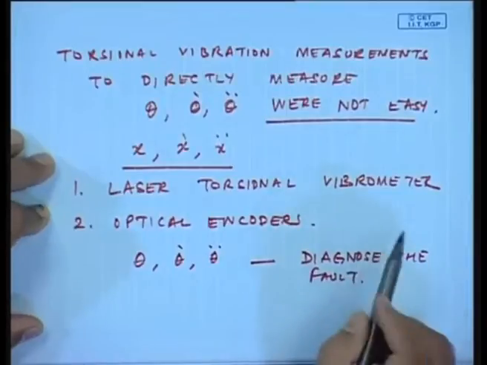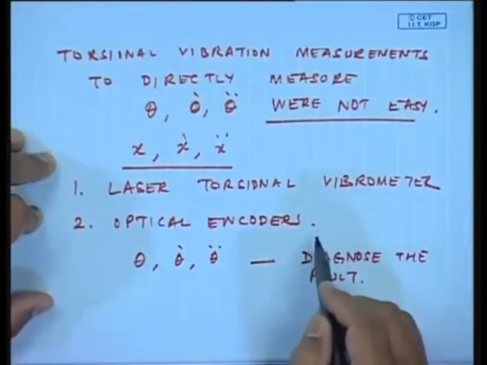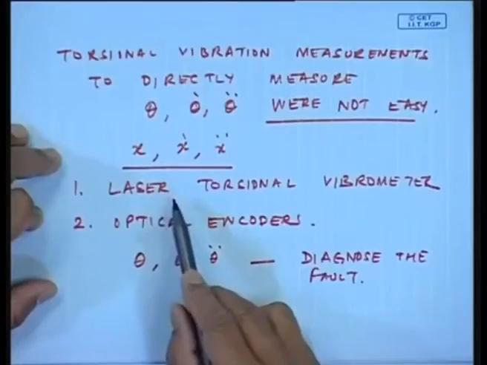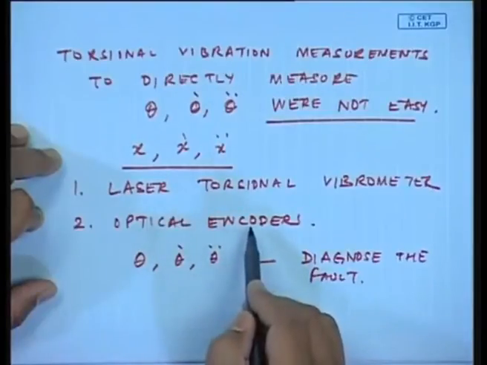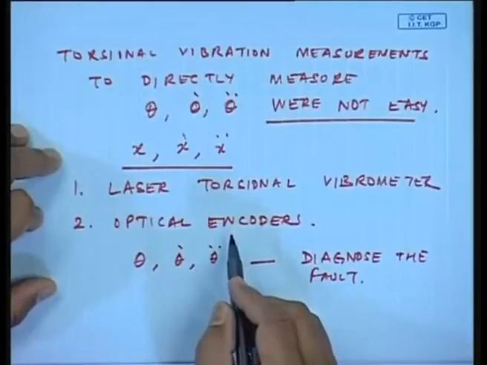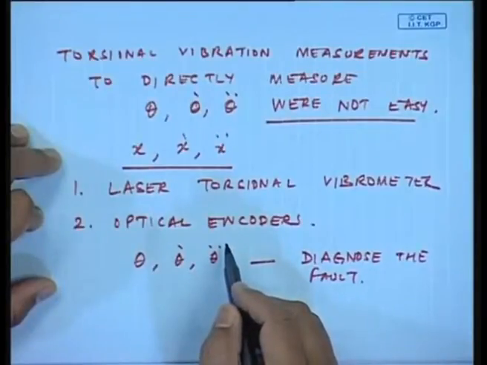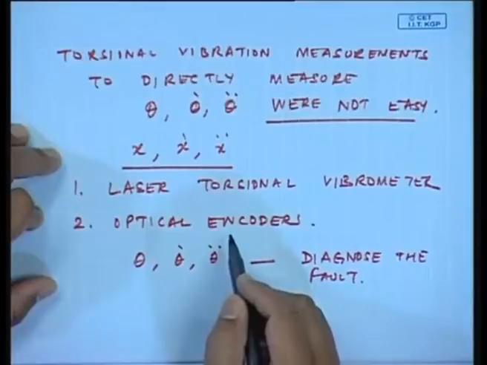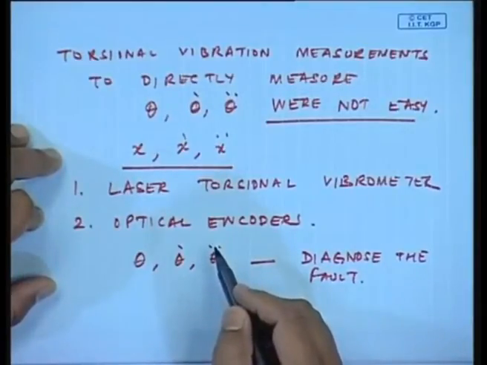And this is a very important and upcoming area in CBM: to measure torsional vibrations directly by using either laser based systems or even optical encoders. And we at IIT Kharagpur, particularly in our lab, have been very successful in using optical encoders for directly measuring torsional vibrations of machinery systems, and we are even able to diagnose faults in gearboxes where there could be defects in the gears, or misalignment in the shaft and so on.